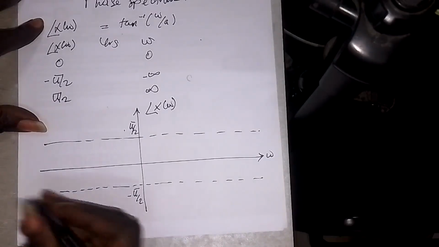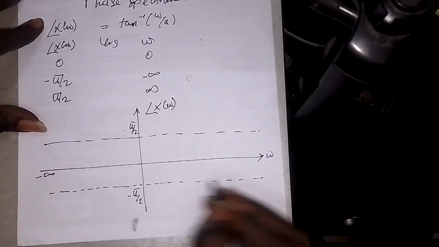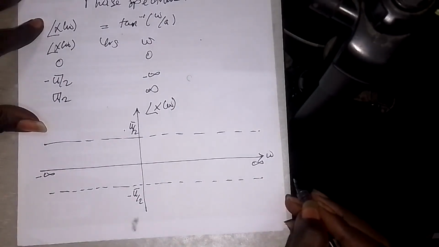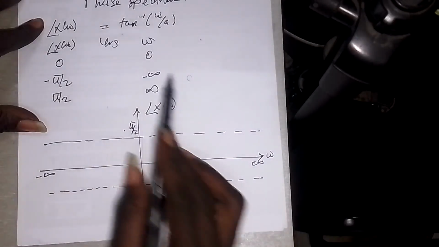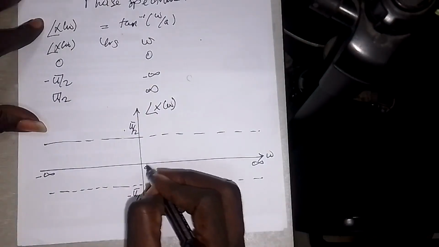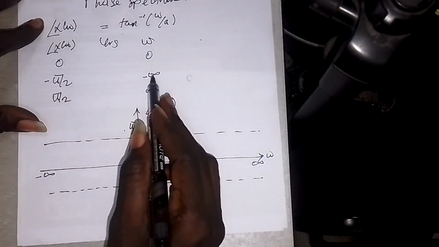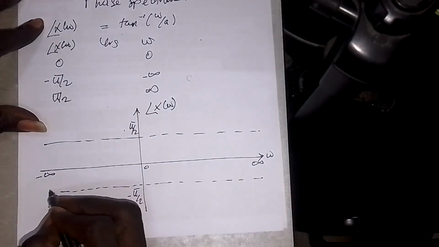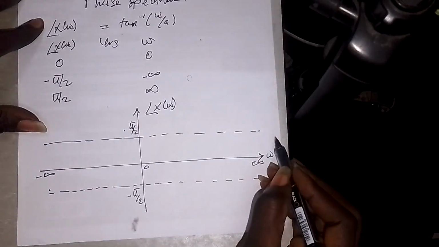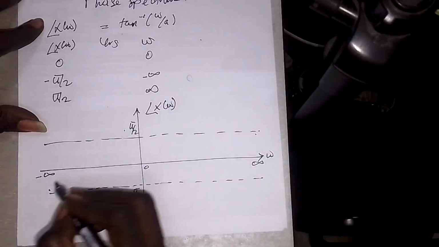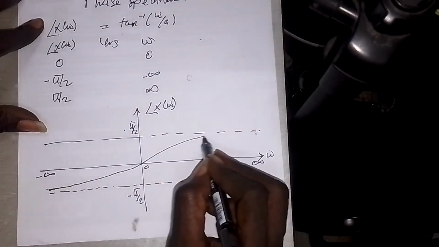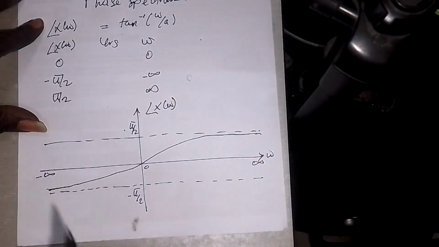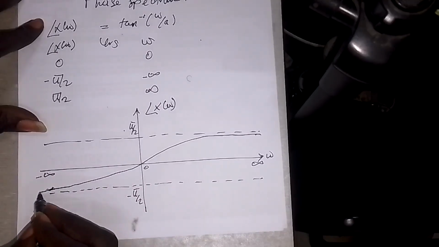So here, this place is minus infinity. This place is infinity. Okay, so minus pi on 2 and 0, 0 is here. So minus pi on 2 and minus infinity is somewhere here. And then pi on 2 and infinity is somewhere here. Okay, so they will not really touch the line, but they will be very close to them. Something of this sort.